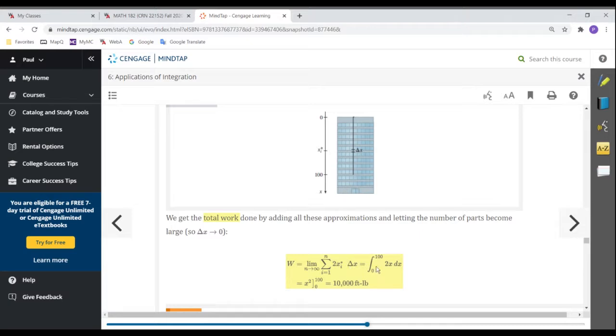And that becomes the integral from 0 to 100. After all, the top piece of cable, the distance there to bring that up is at x equals 0. The bottom piece of cable, well, you have to bring that up 100 feet. And you got the rest of the cable in between. So the limits go from 0 to 100. So your answer is going to be 10,000 foot-pounds. Okay, are there any questions on that?